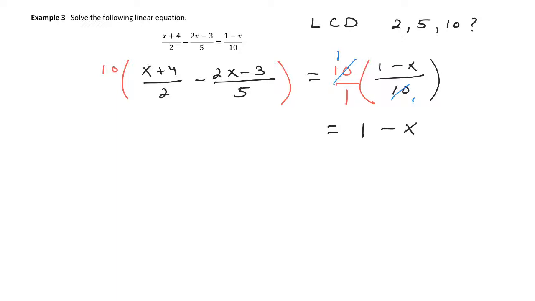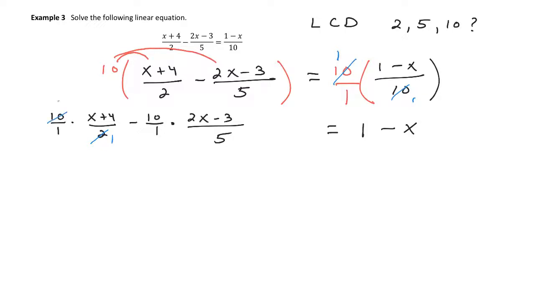But the left side, maybe I just want to be a little bit more careful with. This 10 is being distributed to both of those terms. So I'm going to write that out a little bit more carefully. That is, I'll write 10 over 1 times x plus 4 over 2 minus another 10 over 1 times 2x minus 3 over 5. So when I want to simplify this, let's see, this 2 goes into itself once and it goes into 10 5 times. This 5 goes into itself once, but it goes into 10 2 times.